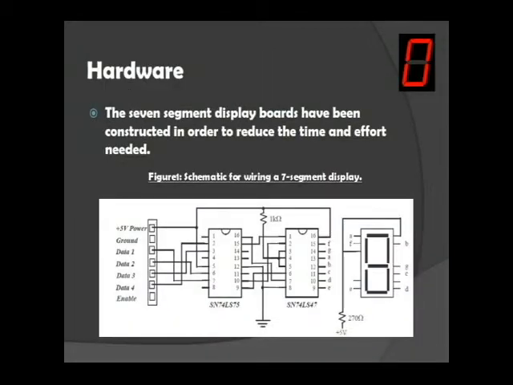Now we go on to the hardware of the 7-segment display. The 7-segment display boards have been constructed in order to reduce the time and effort needed. Figure 1 shows the schematic of the wiring diagram used for the construction of these display boards, which can be modified in various ways for additional 7-segment components to be added.